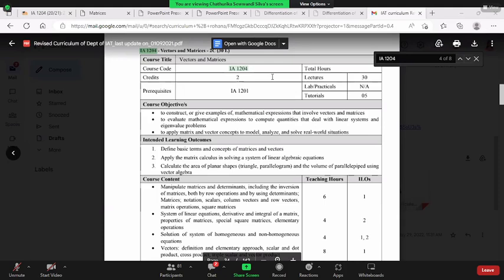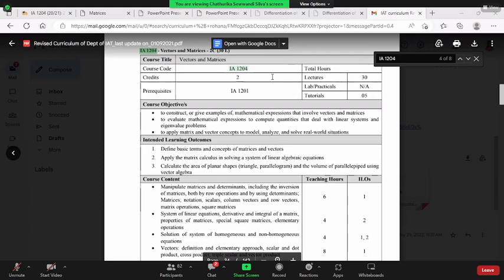Right. So this is IA 1204 Vectors and Matrices. This is a 15 weeks lecture, totally theory. So altogether 30 hours are there. That means for a week you have 2 hours. So all 15 weeks you are about to cover 30 lecture hours.